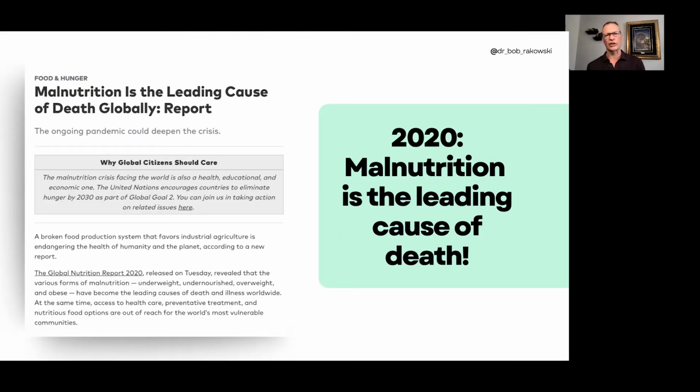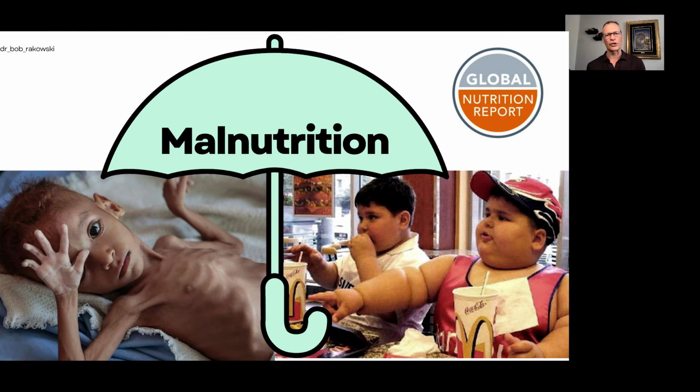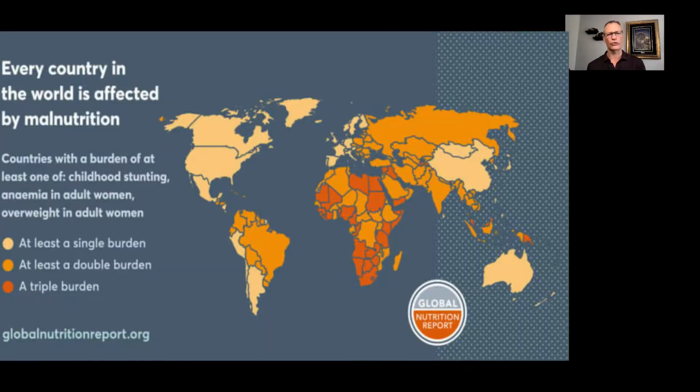Malnutrition, #1 cause of death on the planet in 2020. Every country on planet Earth now suffers from malnutrition. So we've depleted the soil, and we want to go the extra mile to nourish.